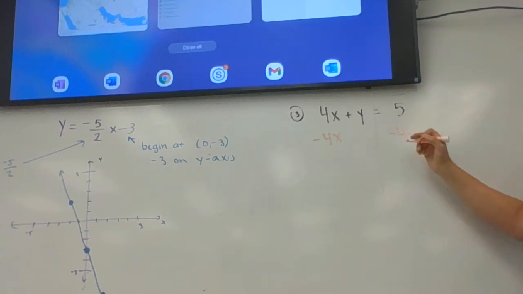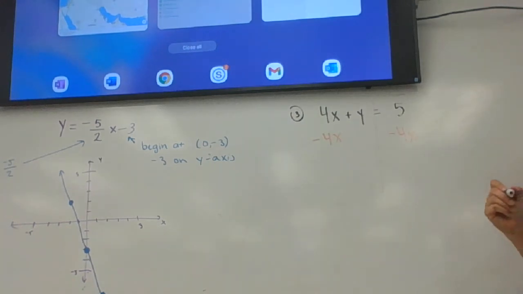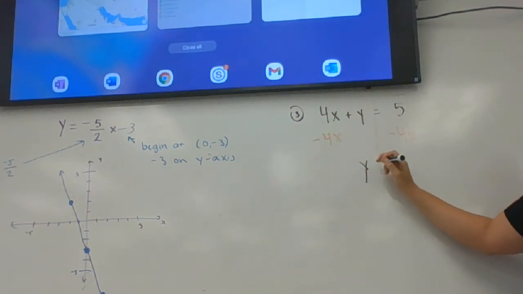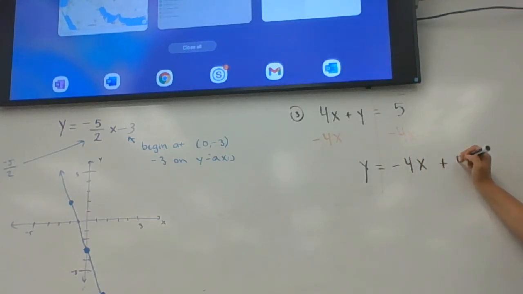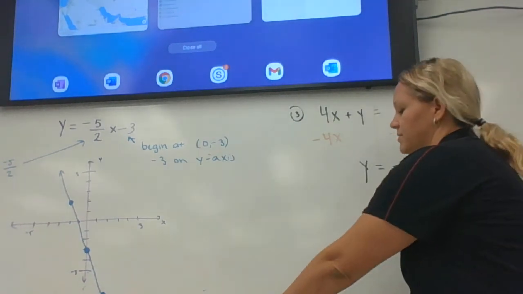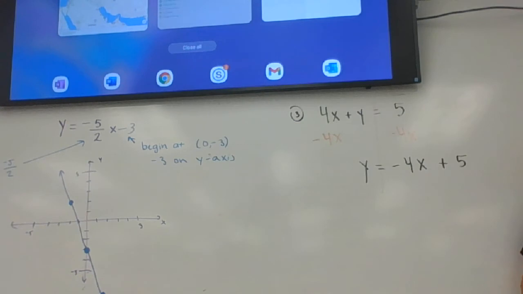Subtract 4x from both sides. Now I got y equals, I'm going to put the x right next to the equal sign, negative 4x, and it's a positive 5, so it's plus 5. So sometimes you have to rearrange the equation.